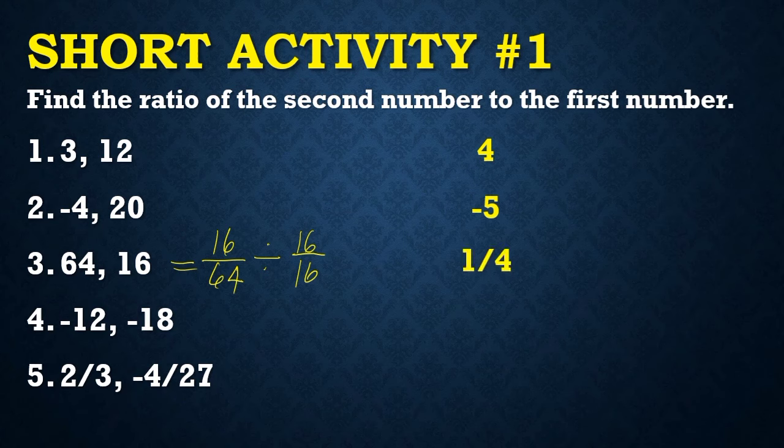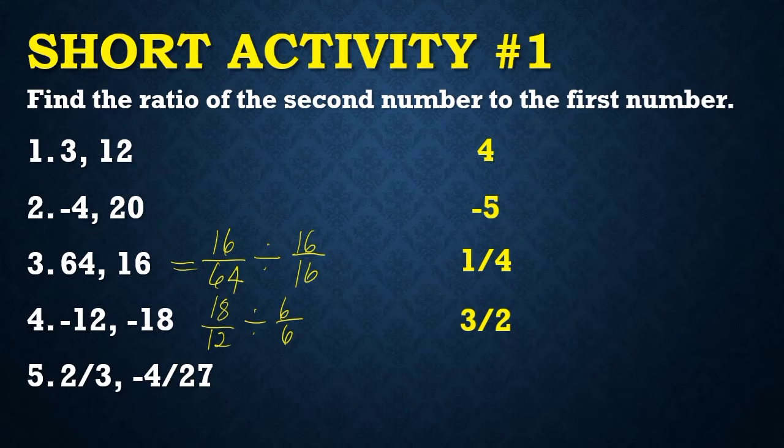Sa pang-apat naman, negative 18 over negative 12. Negative divided by negative magiging positive. So, anong greatest common factor ng 18 tsaka 12? That is 6. I-divide natin yung 6 to both numerator and denominator. 18 divided by 6, that is 3. 12 divided by 6, that is 2. So, ang sagot dito is 3 over 2 or 3 halves.